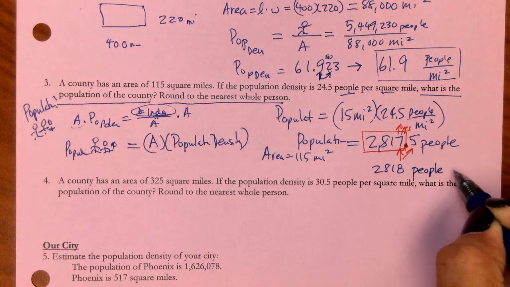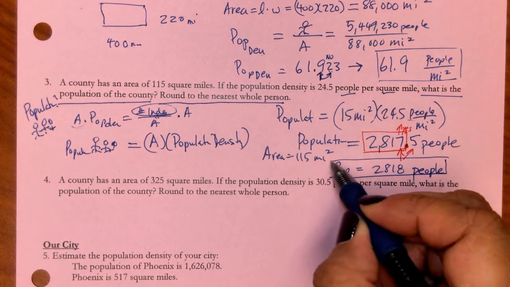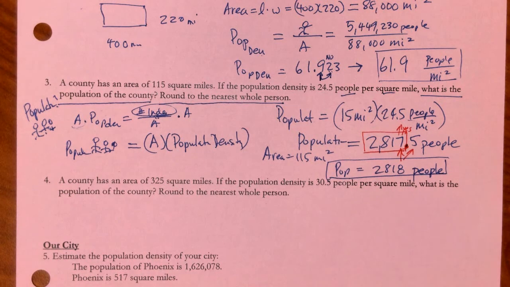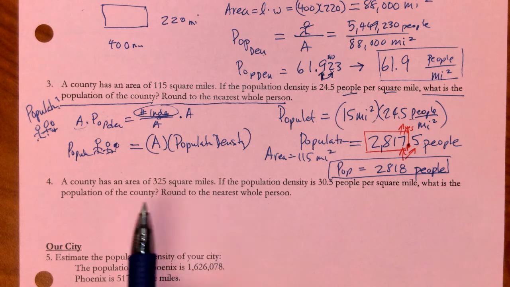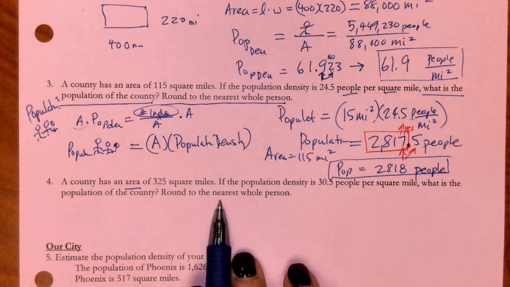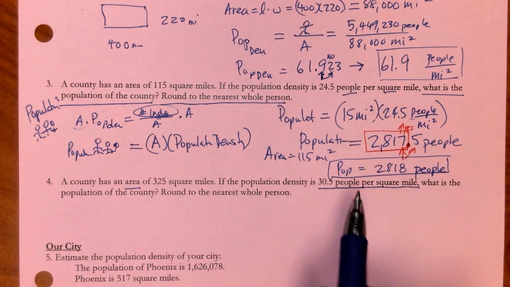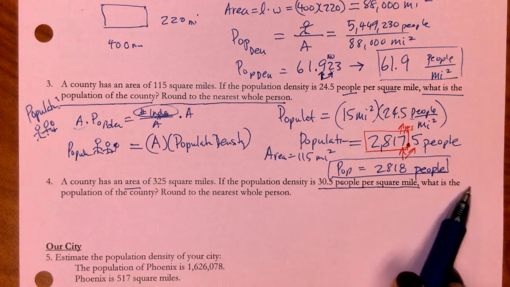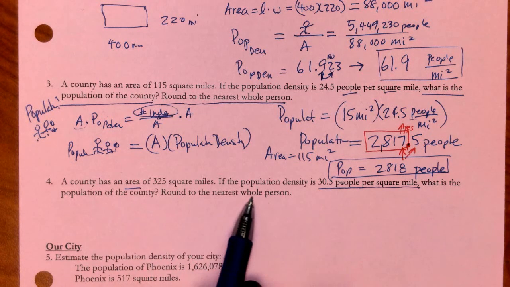And that's the answer. I'm going to put pop for short. Notice I didn't put pop density, this is population. And the last one for today is problem number 4. A county has an area of 325 square miles. So again, area. If the population density is 30.5 people per square mile, what is the population of the county? Round to the nearest whole person.